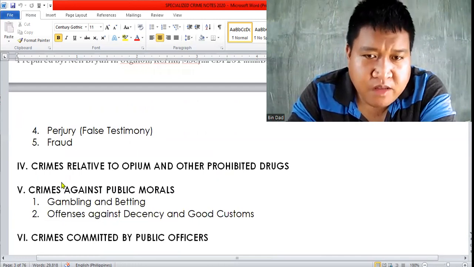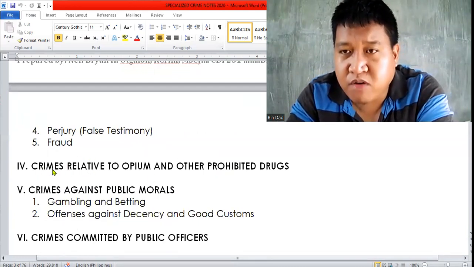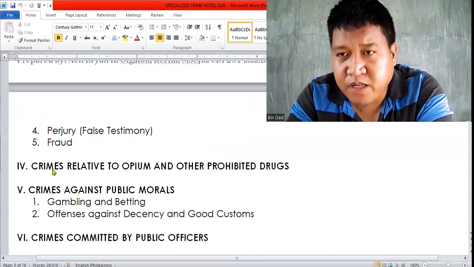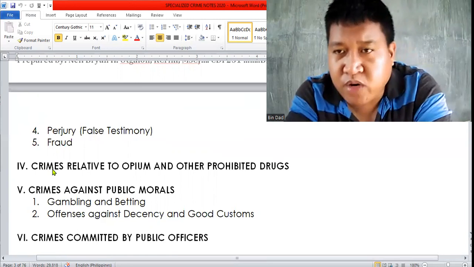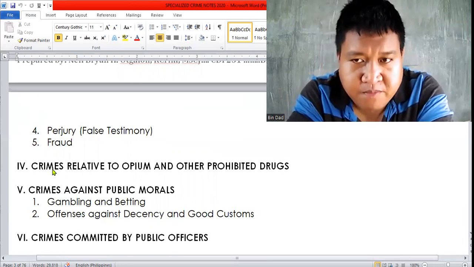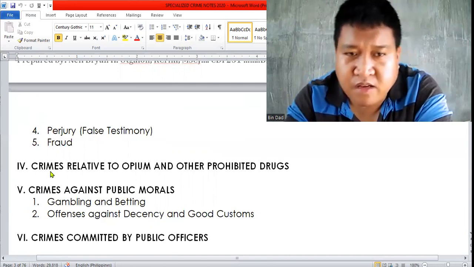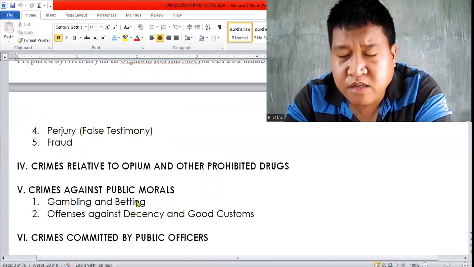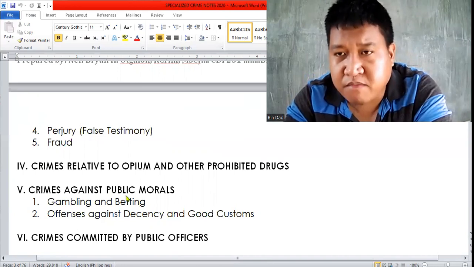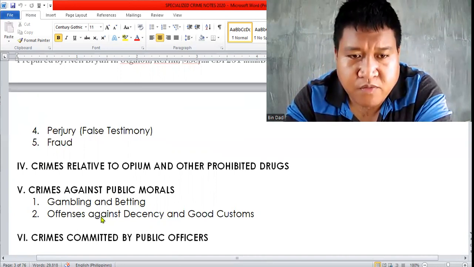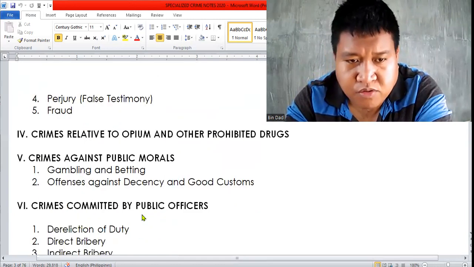Okay? Then crimes relative to opium or dangerous drugs, this is already punishable by a separate law or a special penal law known as Republic Act number 9165. Then crimes against public morals: gambling, betting. That's why gambling and vices, these are sin. These are public morals. Then offenses against decency and good customs.